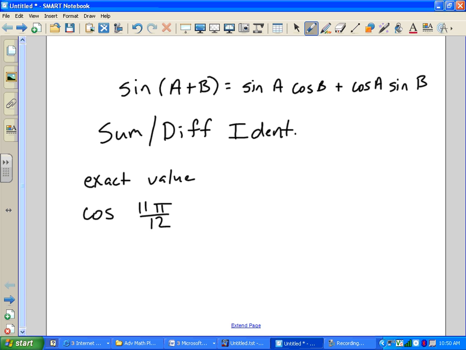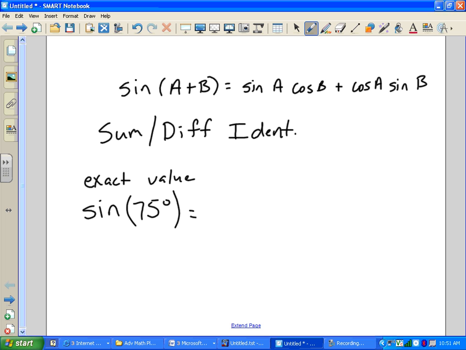Now, it's kind of easier to do when it's in degrees. I probably should have started off with a degree example. You want me to do that? All right, let's start off in degrees, and then we'll switch to radians, although radians is not too bad. Let's look at this one: the sine of 75 degrees.